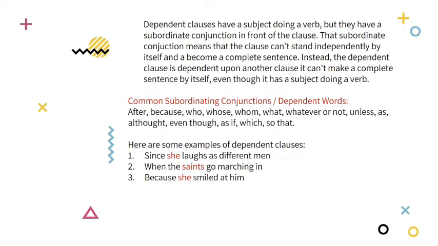Common subordinating conjunctions or dependent words are: after, because, who, whose, whom, what, whatever, whether or not, unless, as, although, even though, as if, which, so that. Here are some examples of dependent clauses. Number 1, since she loves us different men. Number 2, when the saints go marching in. Number 3, because she smiled at him.